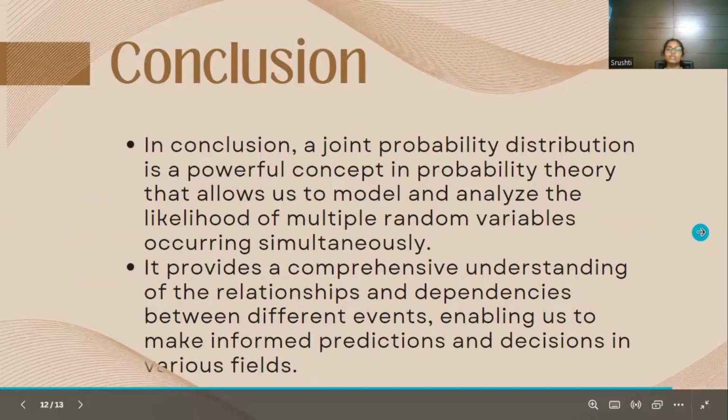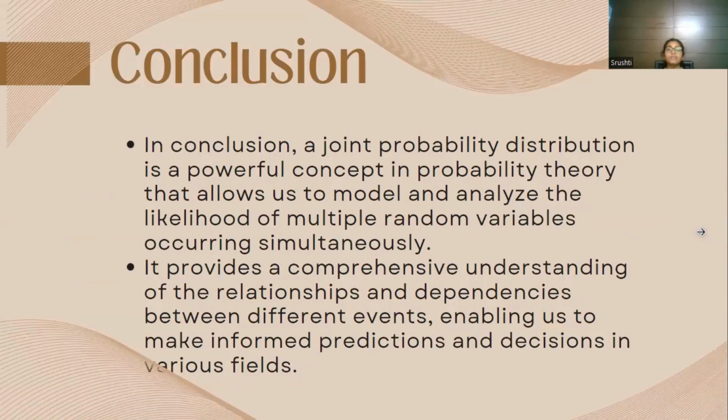Conclusion. In conclusion, a joint probability distribution is a powerful concept in probability theory that allows us to model and analyze the likelihood of multiple random variables occurring simultaneously. It provides a comprehensive understanding of the relationships and dependencies between different events, enabling us to make informed predictions and decisions in various fields.